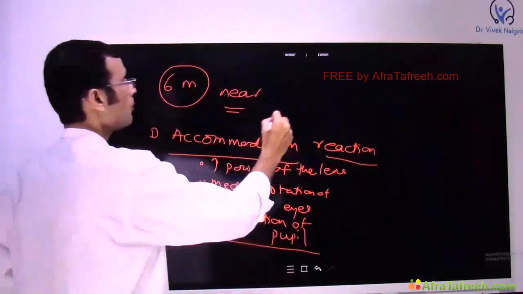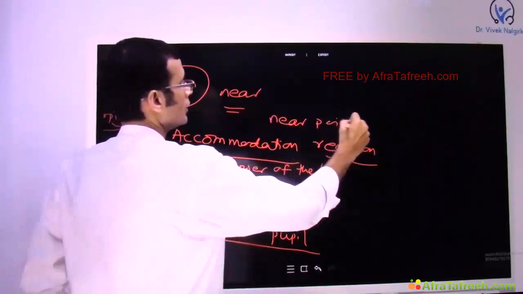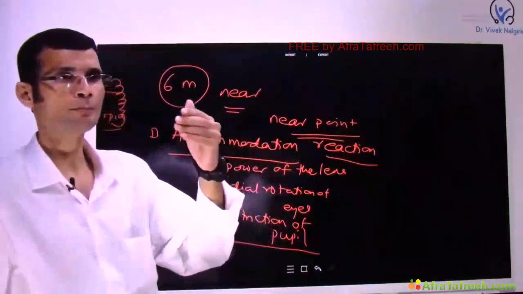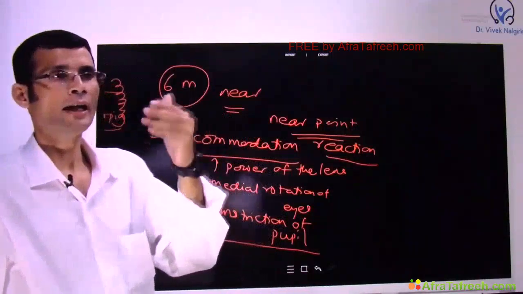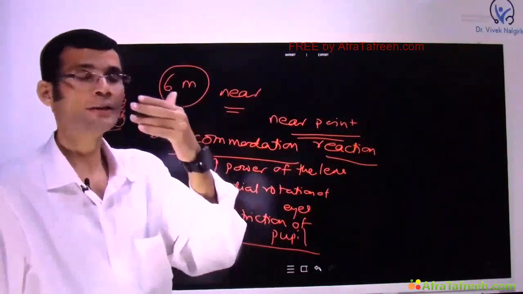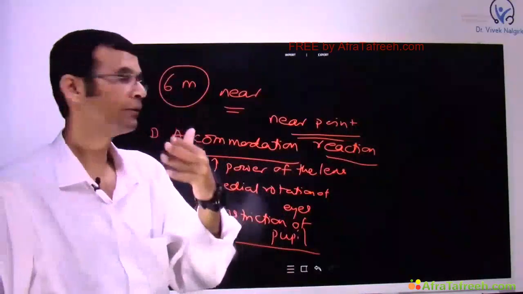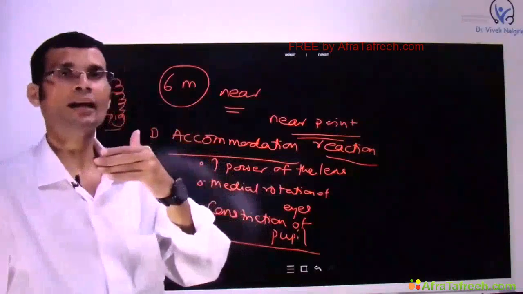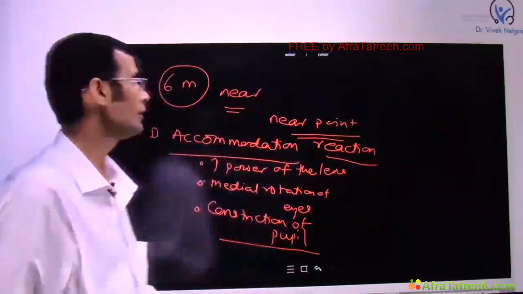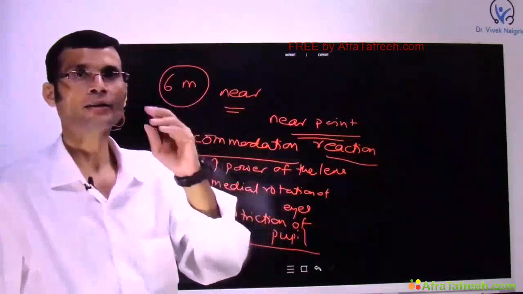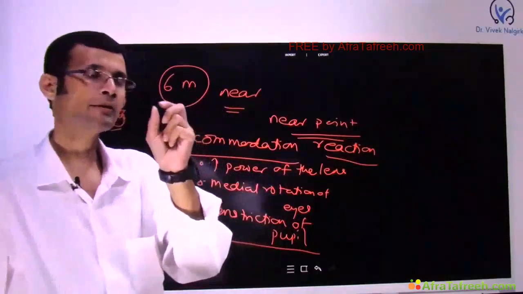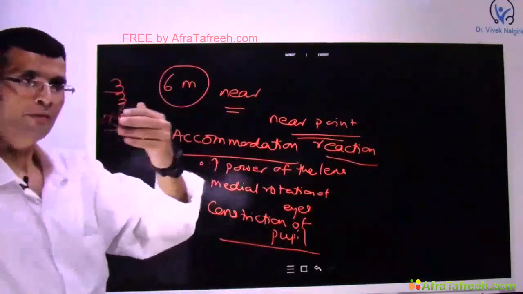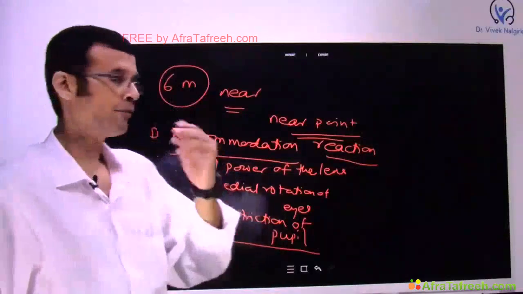Now what is the near point of vision? Near point is the closest point from the eye at which the object can be seen clearly. If the object comes closer than that, then again the image will be blurred. So it is the closest point from the eye at which the object placed can be seen clearly. The object cannot come closer than that. If it comes, the image will not be clear again, it will be blurred.